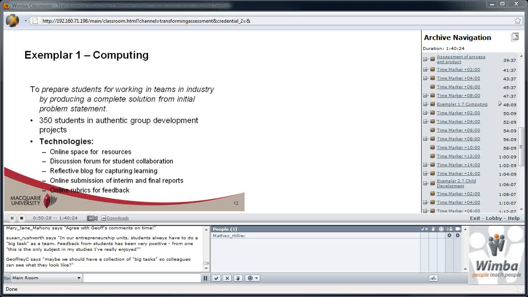So let's just have a look at this first example. This is Debbie Richards, one of our associate professors here, and she works in computing. She has a great group of students who are interested in computing. They're very technology savvy, but also quite diverse. She has 350 students in her average group, and she's very focused on authentic group projects. That's really one of her main interests, this notion of an authentic group project.